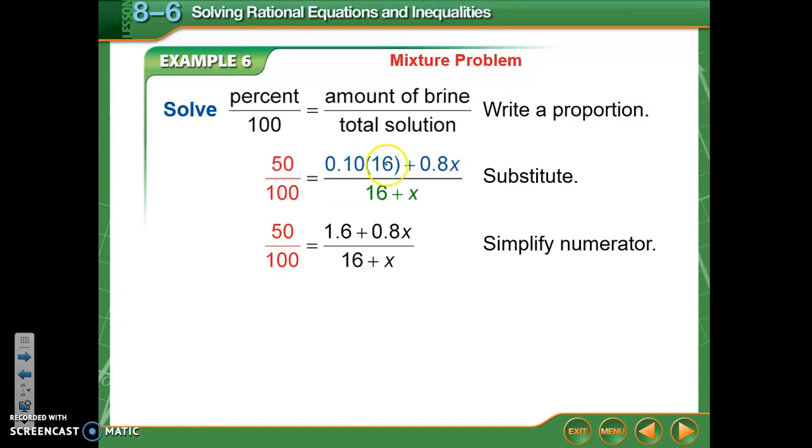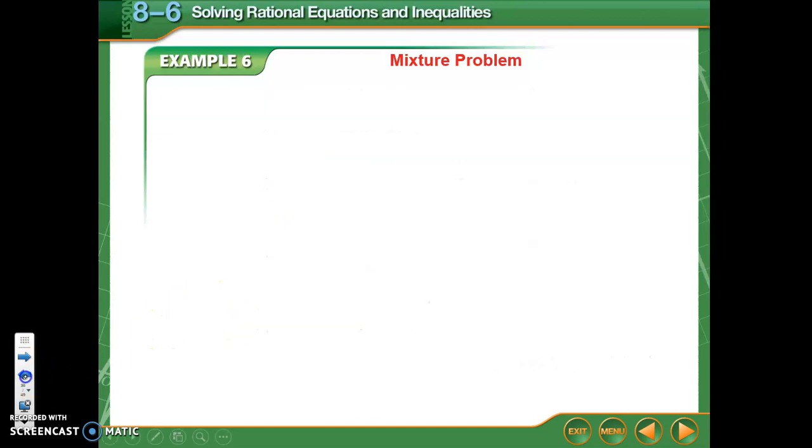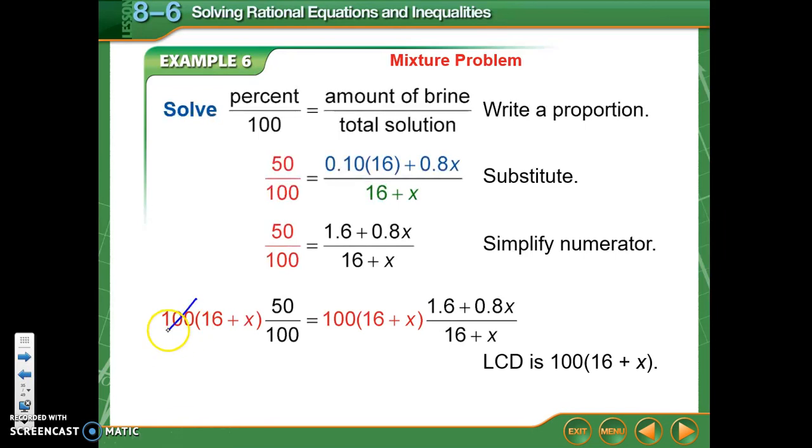So I simplify that. 0.10 times 16 is 1.6. Now I'm going to multiply both sides by my least common denominator. This is back to like the first part of the video we saw yesterday. I just need to solve for x. So on this side, my 100s will divide out. Here they show you that, but I'll show you back here too. And I'll be left with 50 times the quantity of 16 plus x. Here my 16 plus x's divide out to 1, and I'm left with 100 times the quantity 1.6 plus 0.8x.